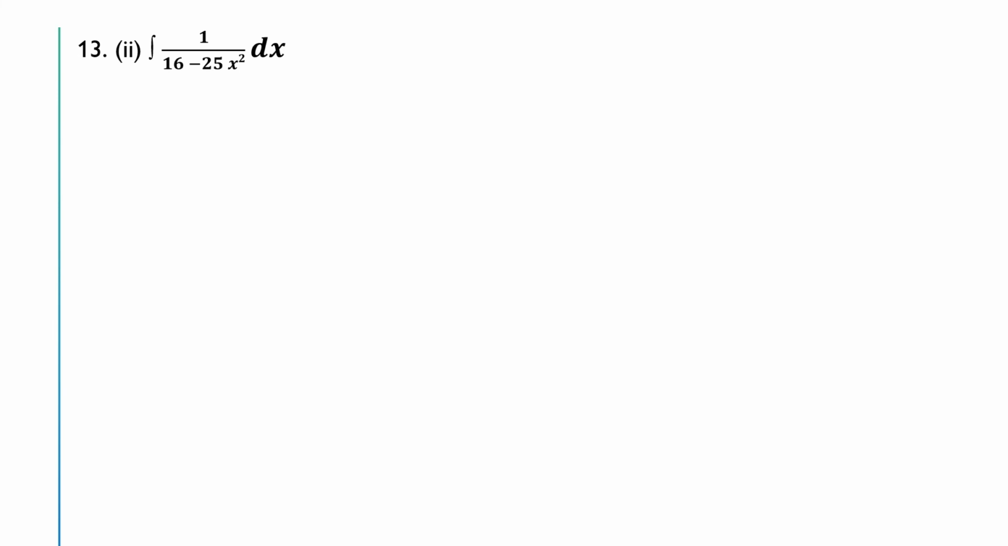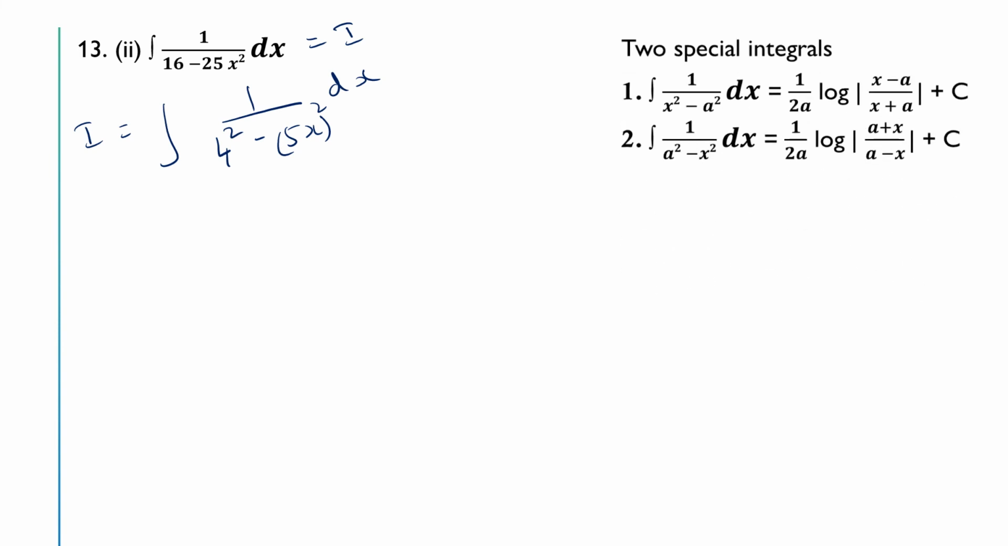The next question, integral 1 by 16 minus 25x square into dx. So this we can write as integral 1 by 4 square minus 5x the whole square into dx. So the two special integrals we have to remember. Integral 1 by a square minus x square into dx is equal to 1 by 2a log mod a plus x upon a minus x plus c. So here in place of x we have 5x and in place of a we have 4.